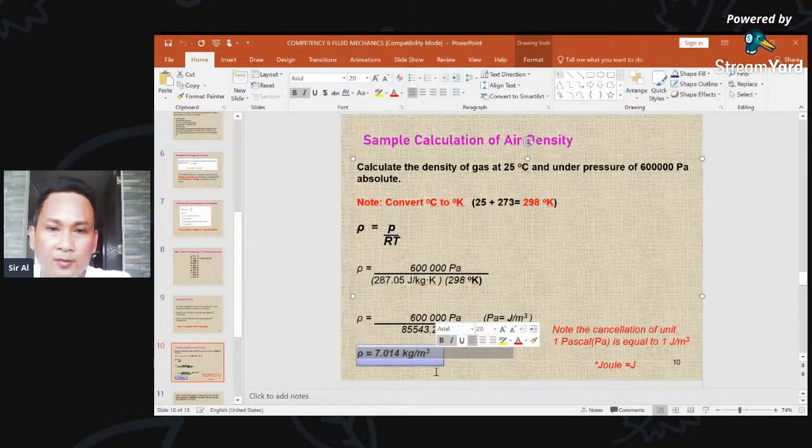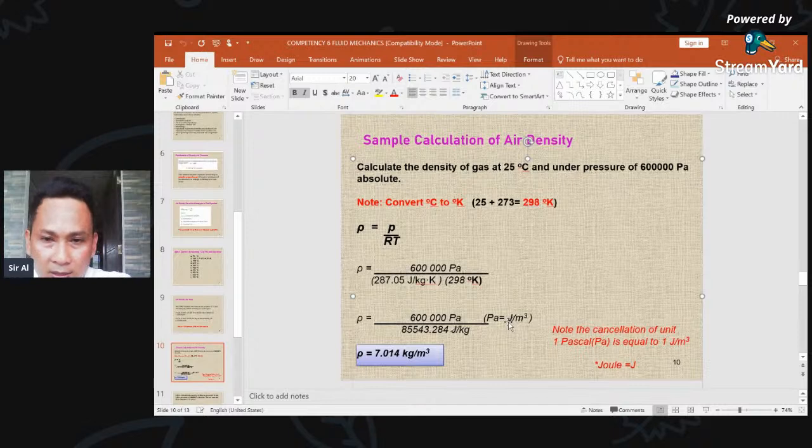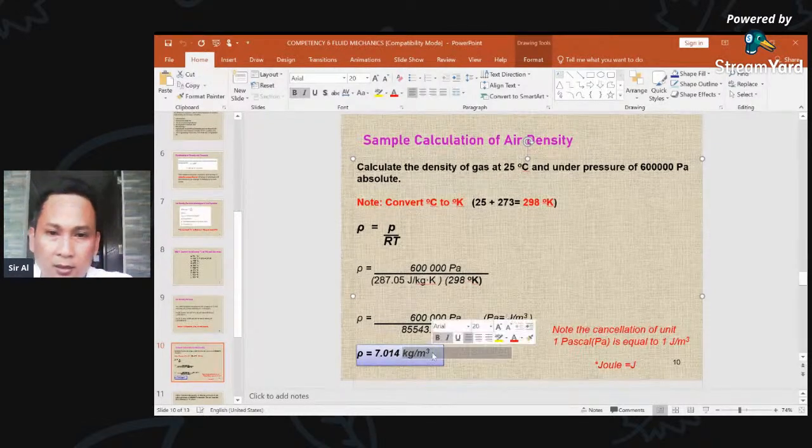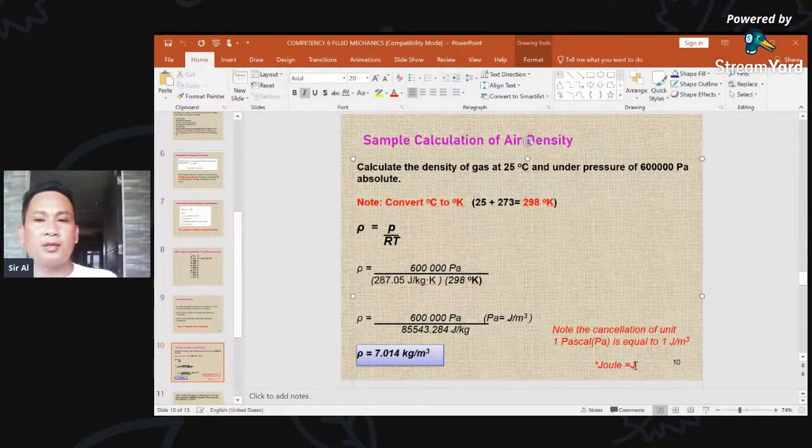So we will arrive at this answer. More or less, earlier I had an 8 here in the 0.58, but the value is still the same. Here is the conversion of units: 1 Pascal is also equivalent to joule per cubic meter. I put it there to show you the calculation of units. The joule cancelled out, and what we got is kilogram per cubic meter. J stands for joule. So just follow this formula and you'll be able to get the correct answer.